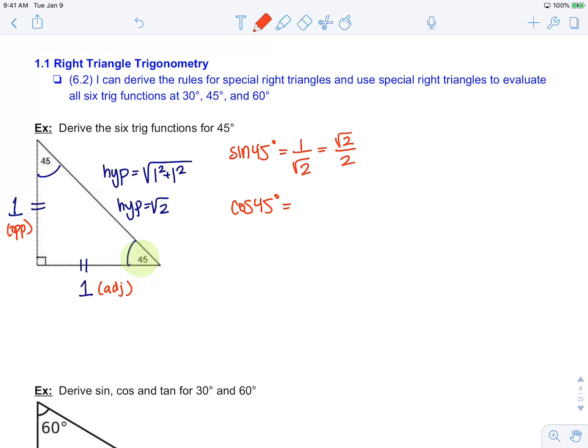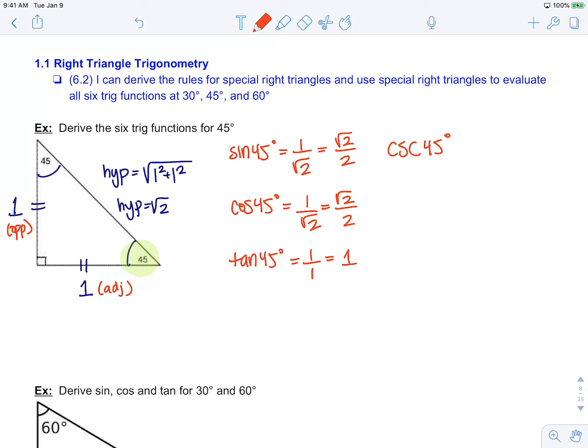Cosine 45 degrees is adjacent over hypotenuse. Rationalize that denominator, square root 2 over 2. And tangent 45 degrees is opposite over adjacent, 1. So let's do those reciprocal trig functions.